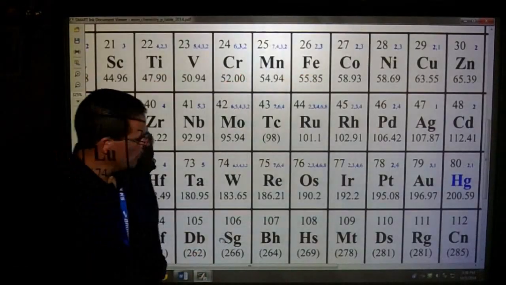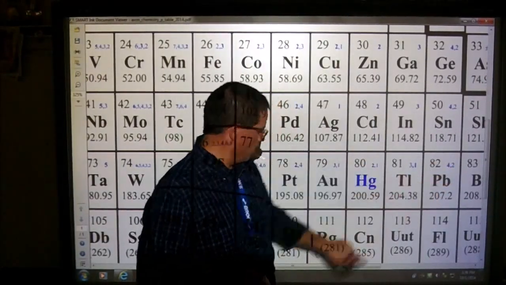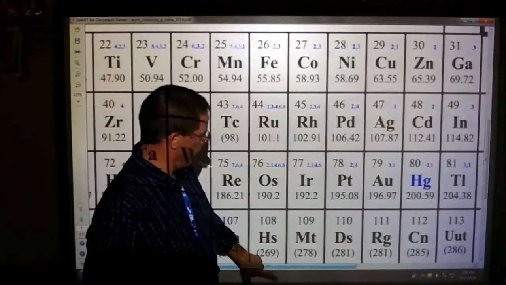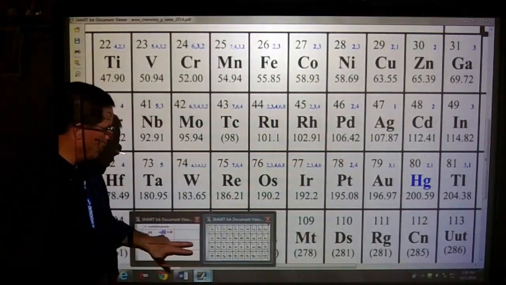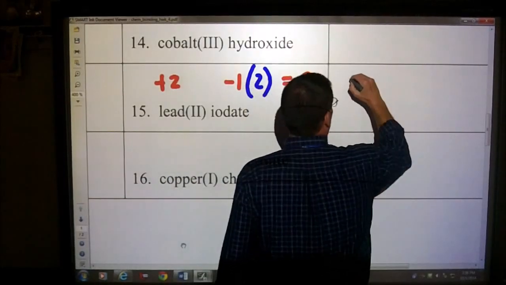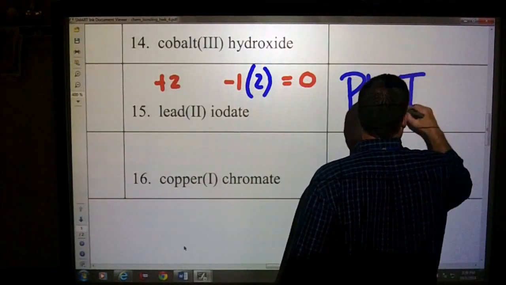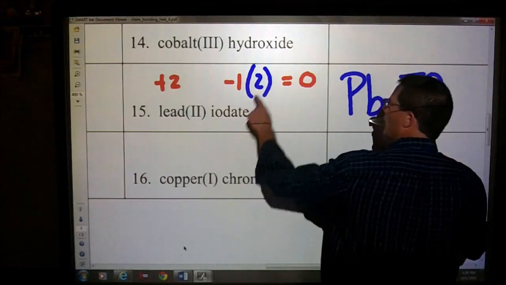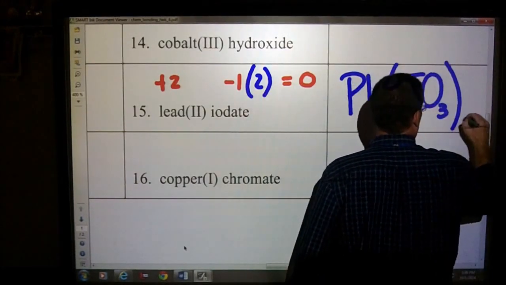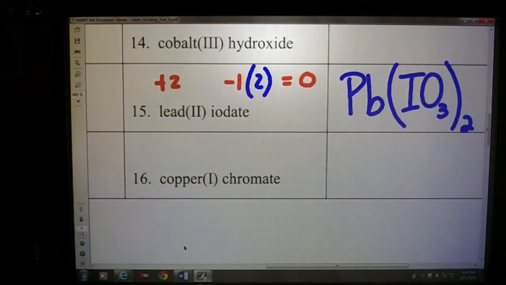And when you look at lead, lead's over here. Okay, lead can either be a +4 or a +2 charge. Again, you don't have to memorize that because you'll have your periodic table in front of you. So lead, which is Pb, and the iodate, which is IO3, and since we need 2 of those, there's your lead(II) iodate.